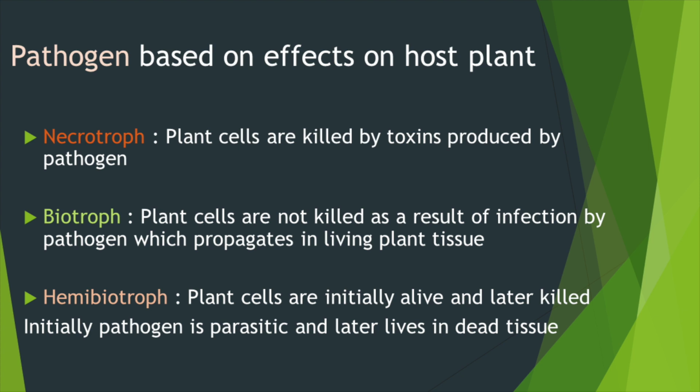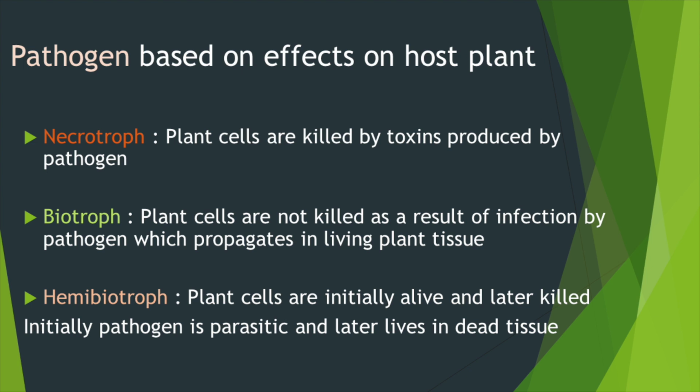The second one is the biotrophic pathogen. Here the pathogen will enter the plant, but it does not kill the plant cells. It will live within the plant cells, and there will be a give and take association. The plant cell will accommodate the pathogen, and the pathogen will divide within the plant cell, but it will not show any disease. The plant does not show any disease symptoms. So this can be considered as tolerance.